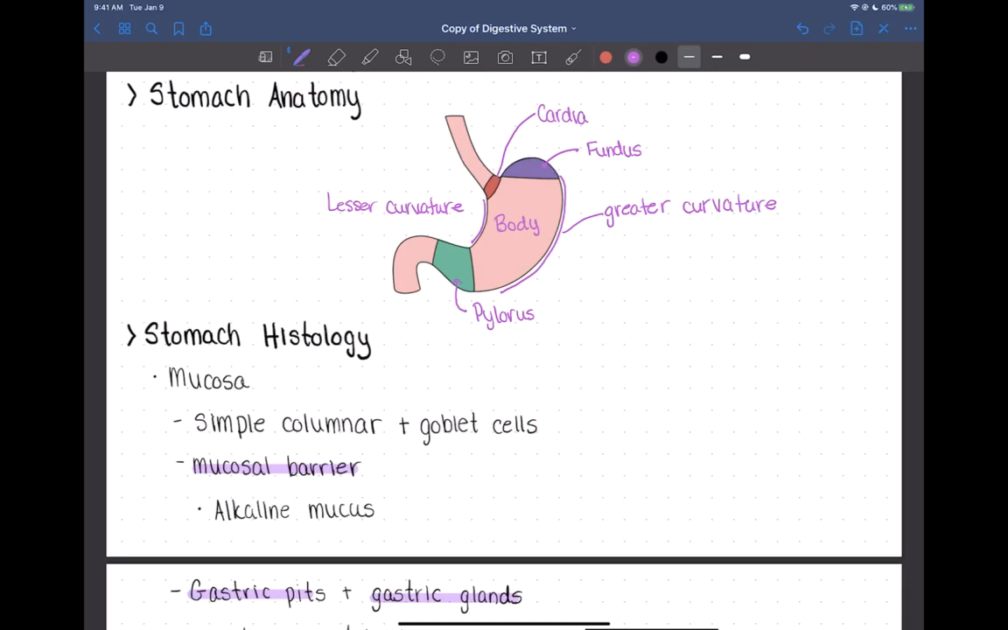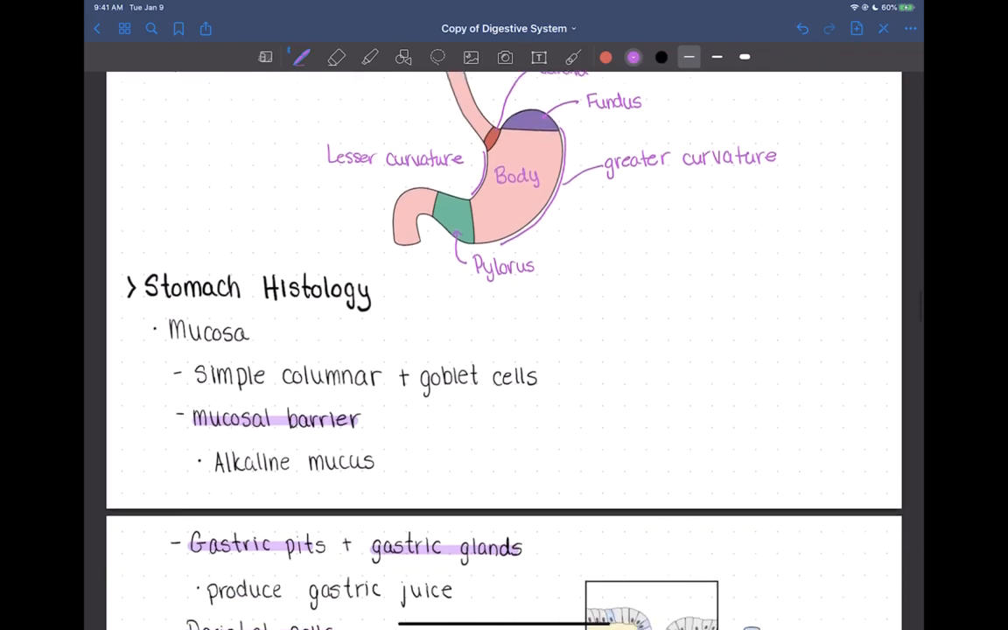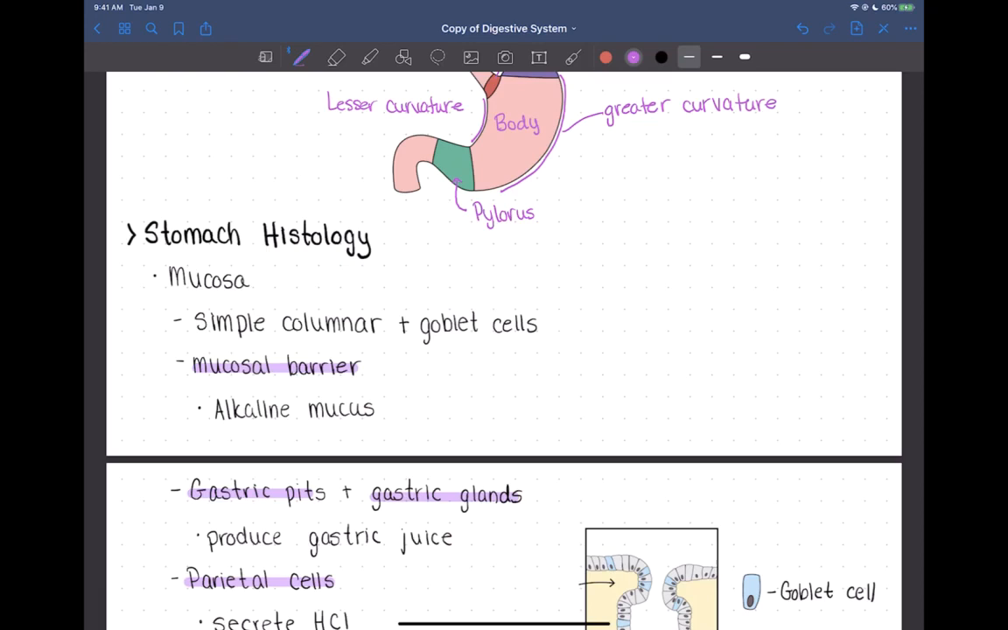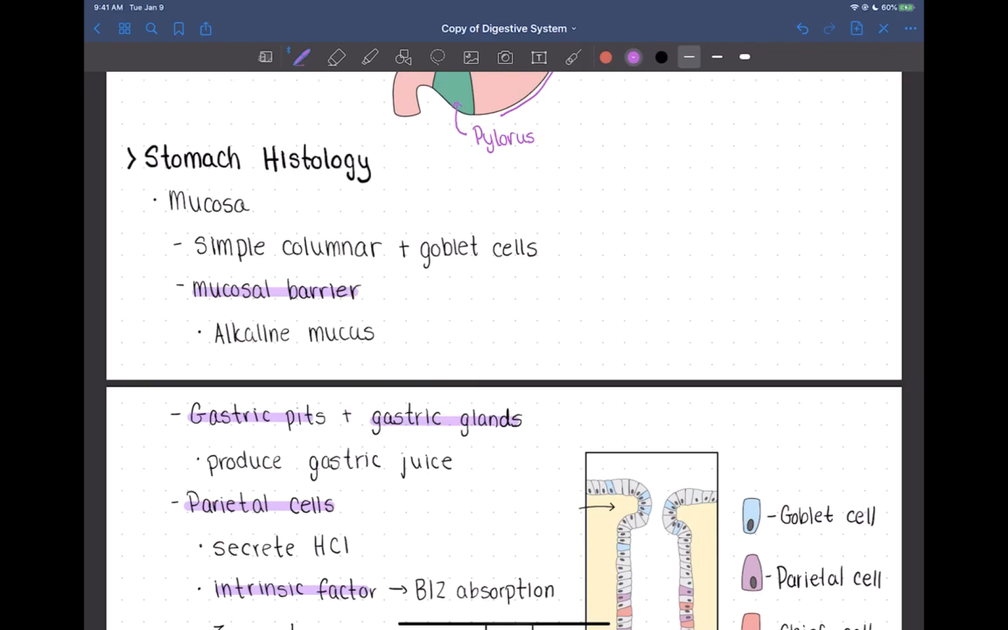All right, so now let's talk about histology of the stomach. There's a lot of detail for the histology of the stomach, so we're going to take our time going through it. Most of that detail is going to come in with the mucosa of the stomach because there's going to be a lot of secretory cells that you're going to need to know what they do. For the mucosa, it's made up of simple columnar cells with goblet cells mixed in, making a lot of mucus.